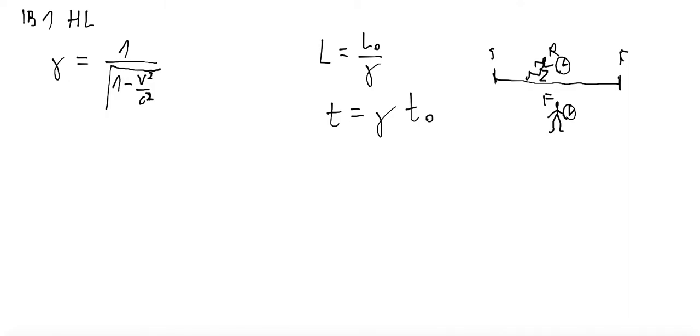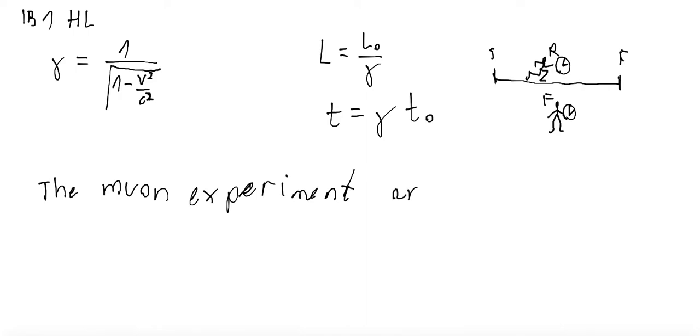Okay, and today I'm going to talk about one experiment and one thought experiment. The first is known as the muon experiment, and this is something which confirms the special theory of relativity, which confirms the existence of the phenomena of time dilation and length contraction. So you can write a topic: the muon experiment, and the twin paradox. Okay, so we'll be talking about two things, the muon experiment and the twin paradox.